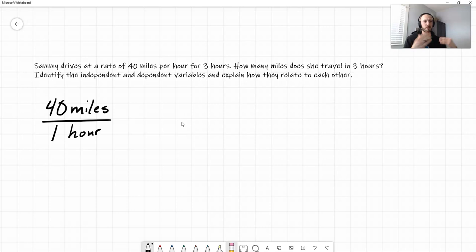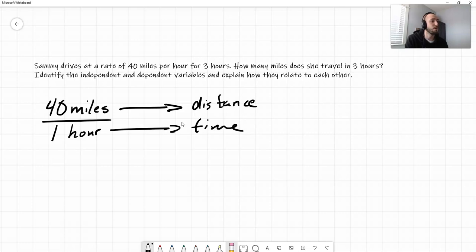Okay, so we're given a rate here, right? 40 miles per 1 hour, that's a unit rate. And anytime we're given a unit rate, that tells us exactly what the variables are. So in this case, our variables here are miles and hours, right? We have distance, and we have time. So those are our variables here.